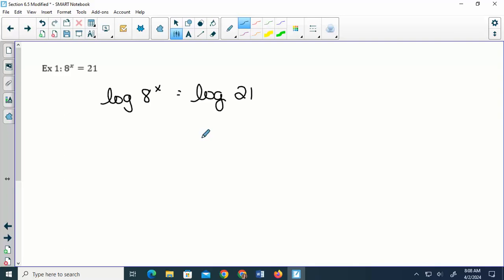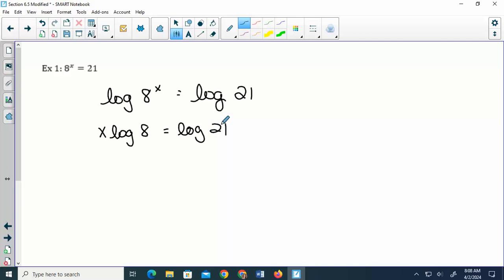I forgot what it was. Okay, so you could try to change it to exponential or something. If we just think about log of 8 to the x power, with the properties of our logs, what happens to that exponent? It goes in the front. So if I bring that x down, that gives me x times the log of 8 equals the log of 21.